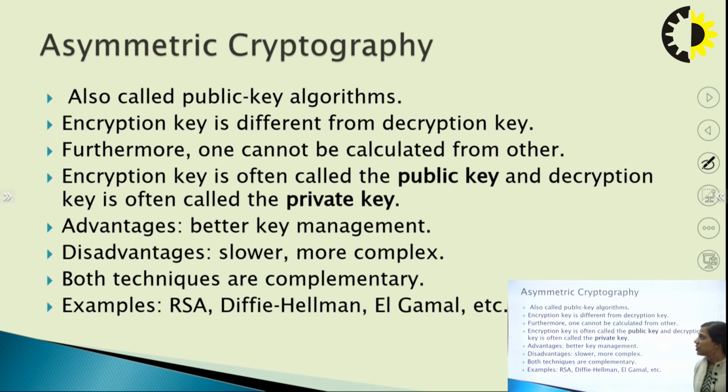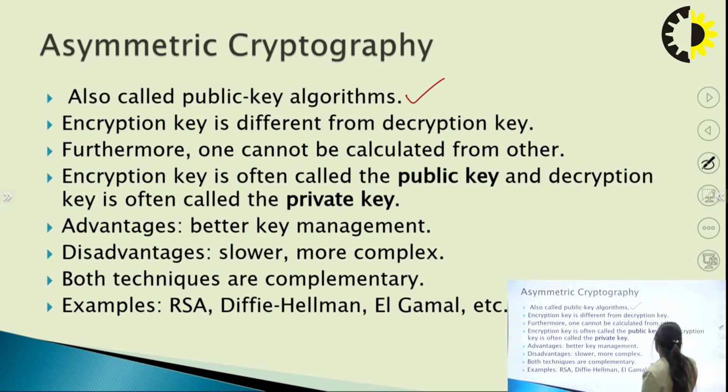So asymmetric cryptography, as we know, is also called public key cryptography. Similarly, the encryption and decryption keys are different. If we use the private key for encryption, then we use the public key for decryption. We have to use the vice versa case too. For example, if we use the public key for encryption, then we have to use the private key for decryption.